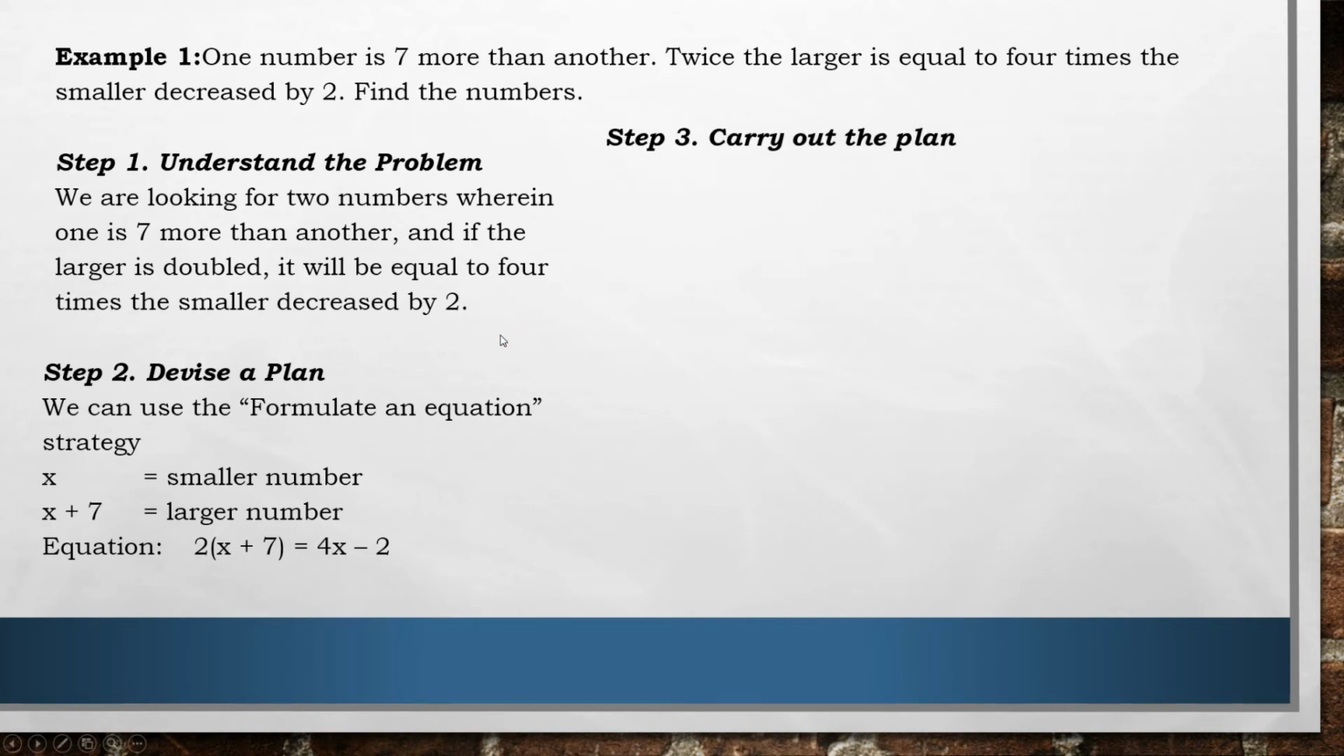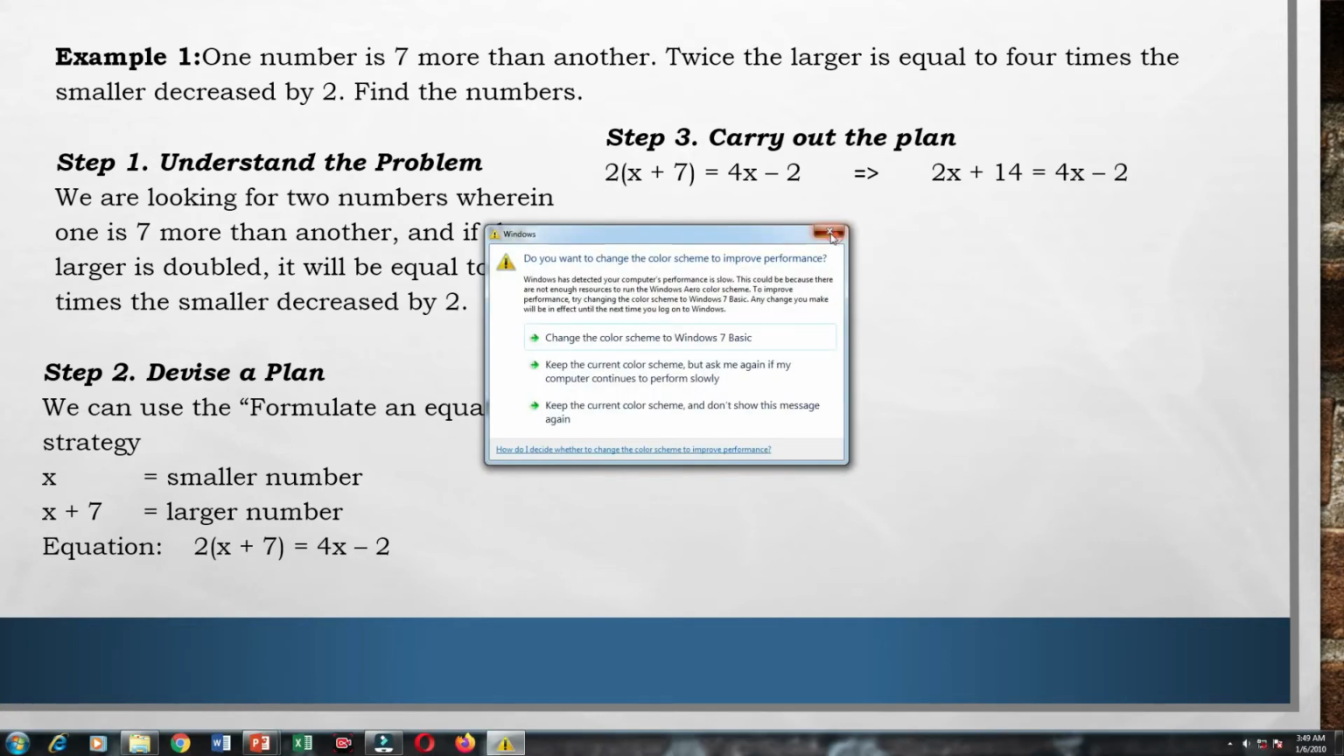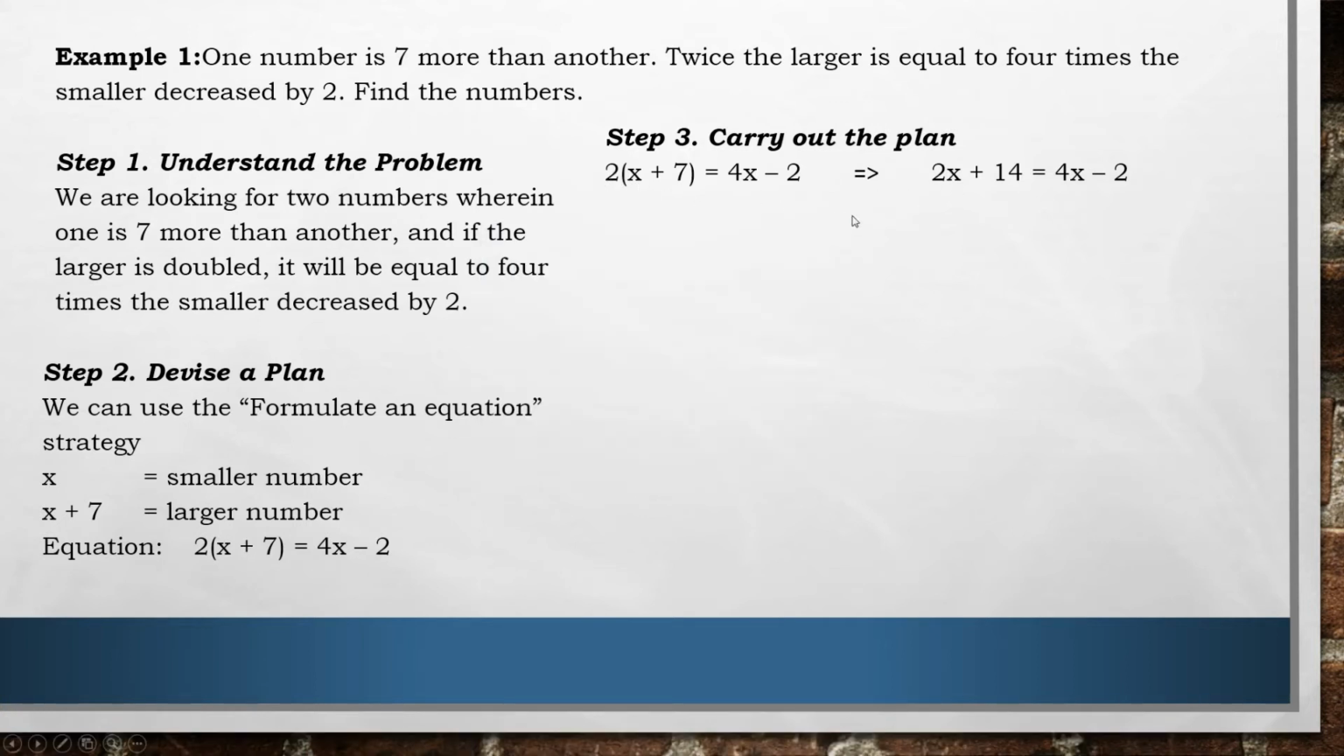Step 3, we are going now to carry out the plan. So using this as our plan, we have this: 2 times x plus 7 is equal to 4x minus 2. So we are going now to solve this. We use distributive property. 2 times x is 2x. 2 times 7 is 14 equals 4x minus 2.